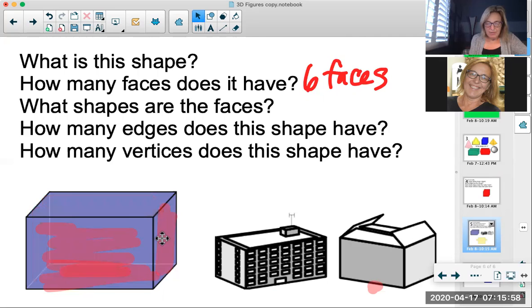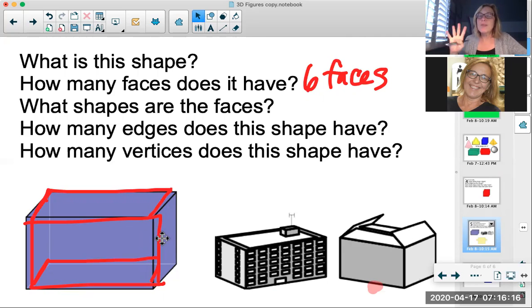Let's think about the shapes of the faces. Well, you can see that this face in the front is in the shape of a rectangle, right? Which means its opposite face is also a rectangle. And the top appears to be a rectangle also. So we have 4 rectangular faces. Now, the ends, though, look like they're squares.